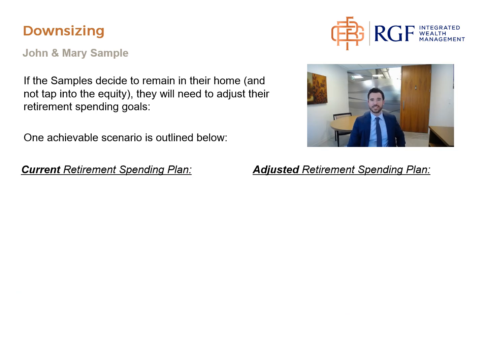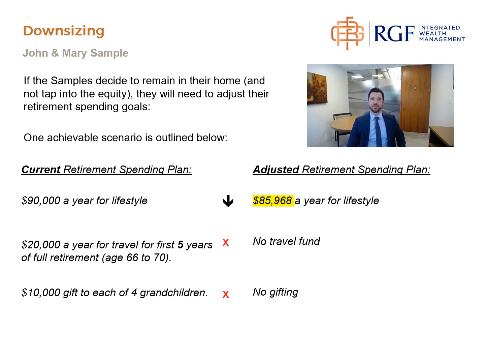Keeping with the scenario the samples don't downsize, we want to again review their spending goals in order of priority. So spending to achieve their desired lifestyle, the samples will need to dial this back. So the decrease would be around $4,000 a year. So because we're looking at this in order of priority and the desired retirement lifestyle is not fully achievable, we know that their additional spending goals for travel as well as gifts to the grandkids will also not be achievable. The samples could also explore options for tapping into the equity in their home, which we're not looking at, but that would be an alternative to downsizing.